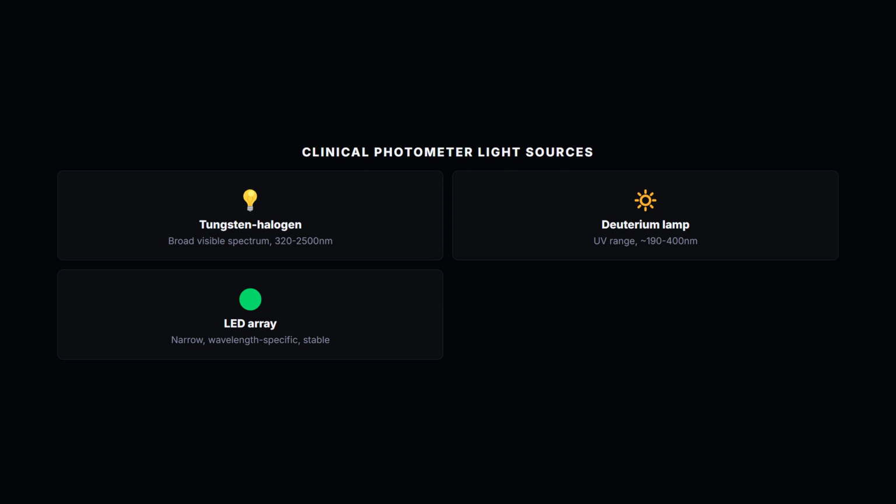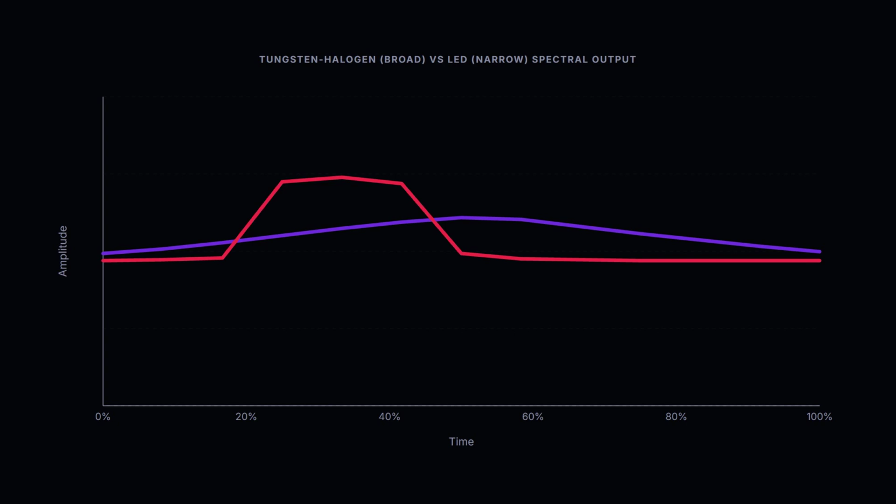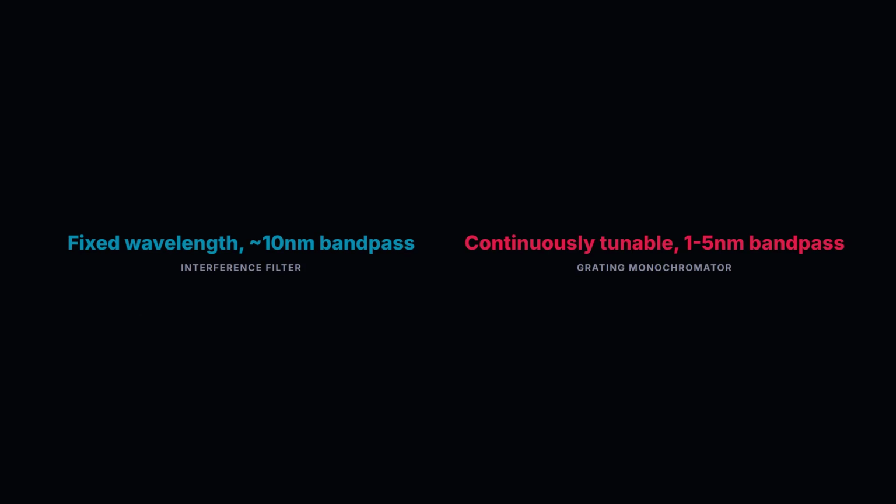The practical difference shows up in the output spectrum. A tungsten-halogen lamp spreads its energy thinly across a huge range. An LED concentrates nearly all its output into a narrow 10 to 30 nanometer band centered exactly where your assay needs it. More signal, less wasted light, and none of the warm-up drift of a filament bulb. For isolating your wavelength, you have two broad approaches. Interference filters give you a fixed, narrow bandpass, cheap, robust, but locked to one wavelength per filter. Diffraction grating monochromators let you dial in any wavelength continuously, at the cost of more moving parts and more complexity.